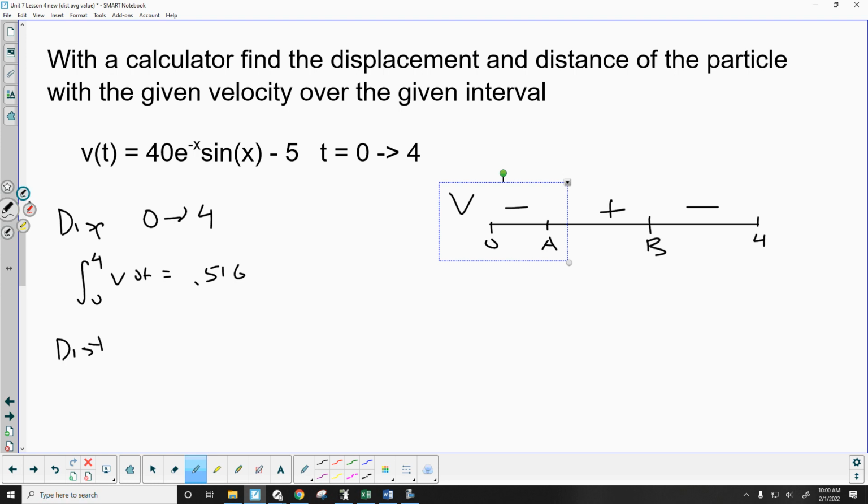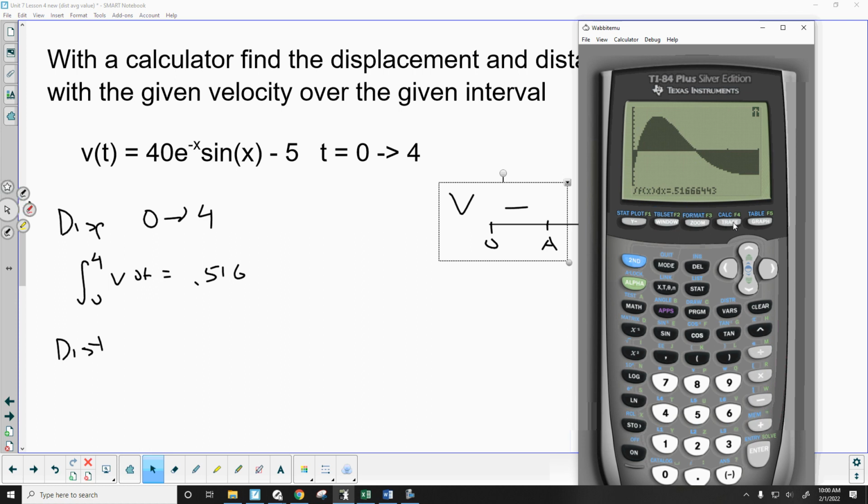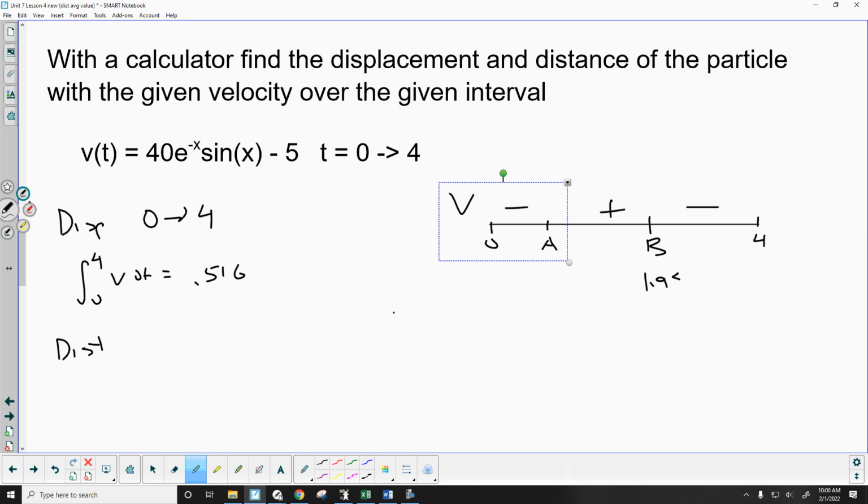All right, let's quickly find A and B. And I'll store it as A and B in my calculator, second calc intersect. I guess we'll do B first because it's right there. Enter, enter, enter. B is at 1.989. Okay. I'm going to store that as B.